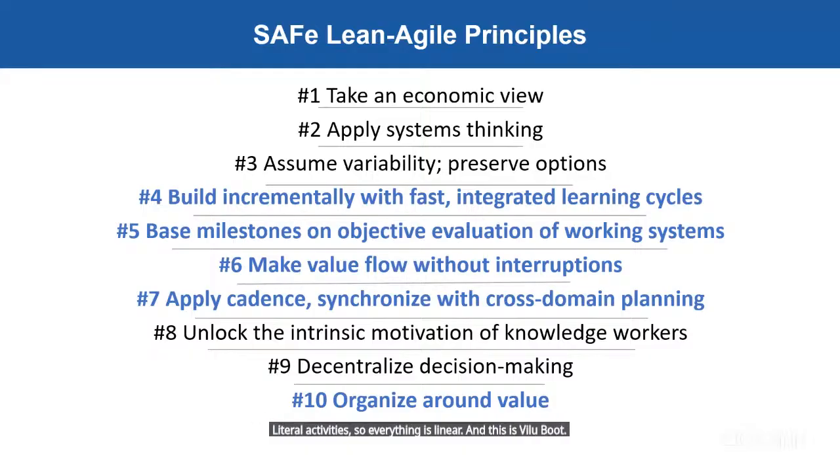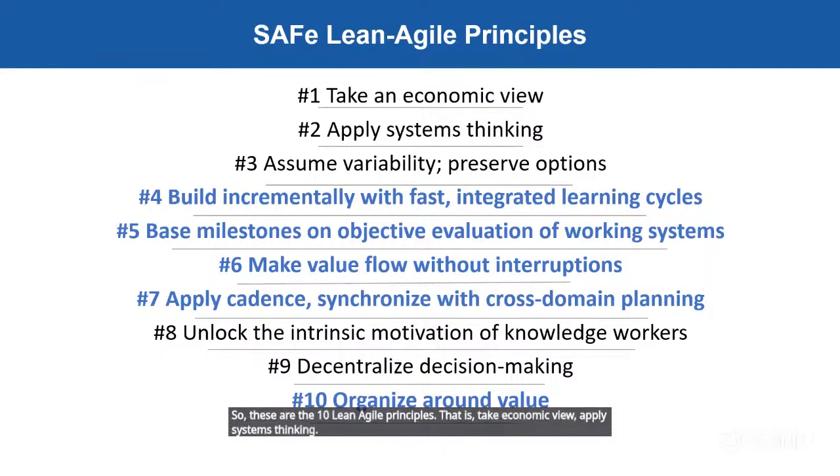So there are 10 SAFe principles here. We will not be discussing that here. It will be part of our course where we discuss all this. We will have some exercises, some quizzes, some discussions, which will help you to build your skill as an advanced Scrum Master. So these are the 10 lean agile principles. That is, take economic view, apply systems thinking, assume variability, preserve options. So what are these things? We will be discussing in the course, in the two-day program.